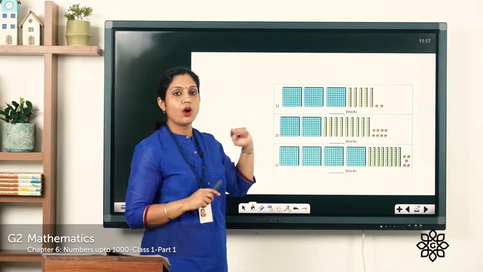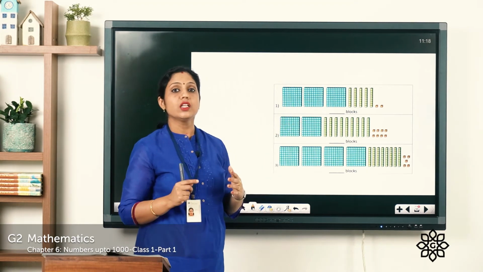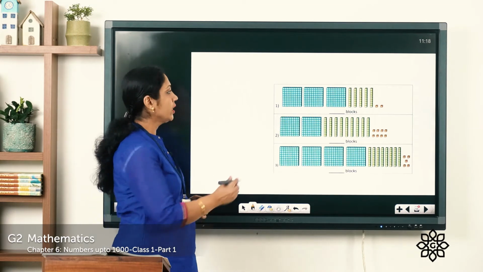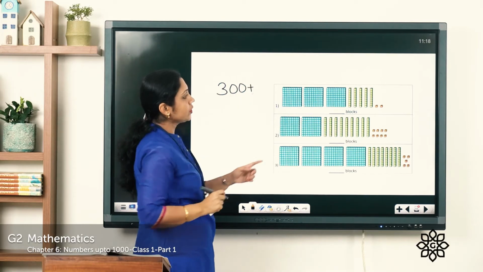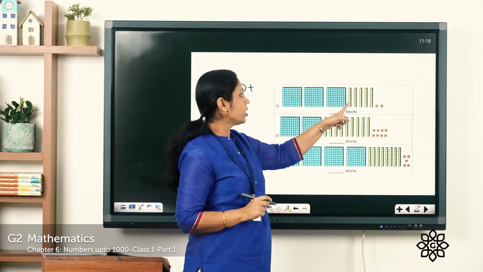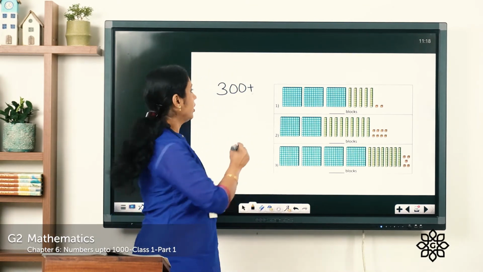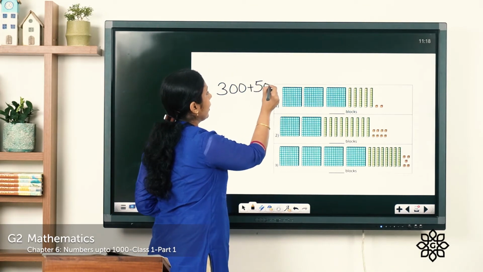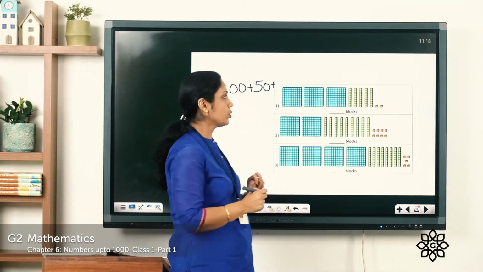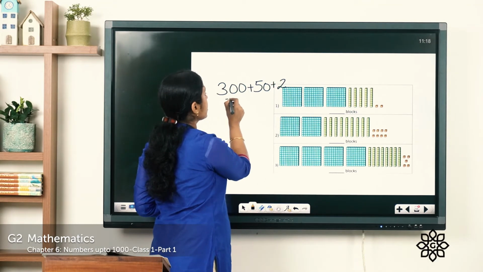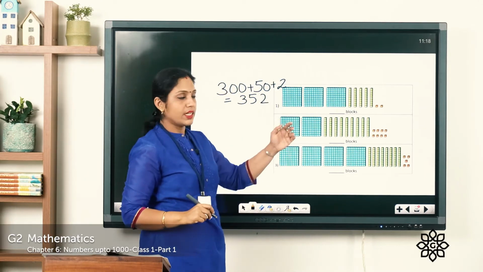So in the first one, how many hundreds blocks are you able to see? You can see 1, 2, 3. So there are 3 hundreds blocks. So how can we write it? You can write it as 300 plus how many tens blocks are there? 1, 2, 3, 4, 5, and that is 5 tens, which makes 50. So write it here, 50 plus how many ones blocks? We can see 2 ones blocks. So write it as 2, and what is the answer? 352. Let's check the next one.